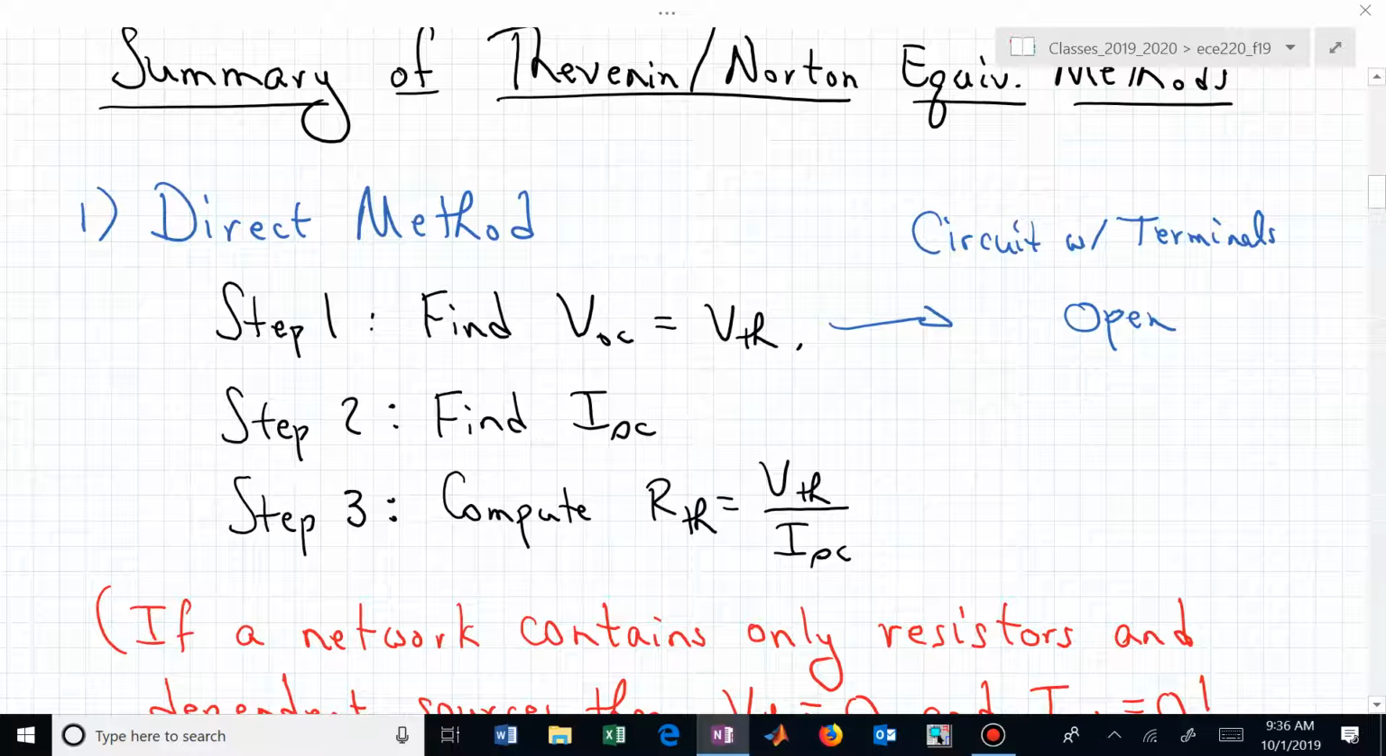Contrast that with step 2. Now we modify the circuit to find I short circuit, and now we short those two terminals A and B. Once we've computed V Thevenin and I short circuit, then we can take their ratio, V over I, and find the Thevenin resistance, R Thevenin. That's step 3.